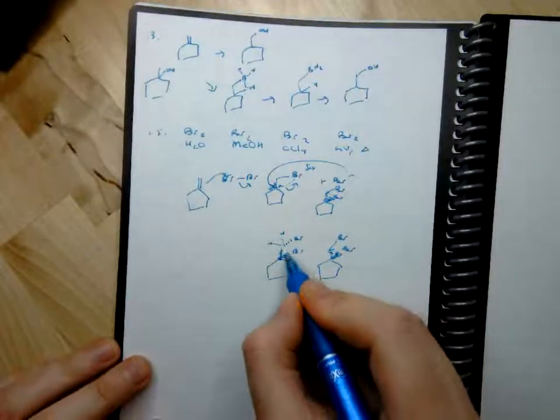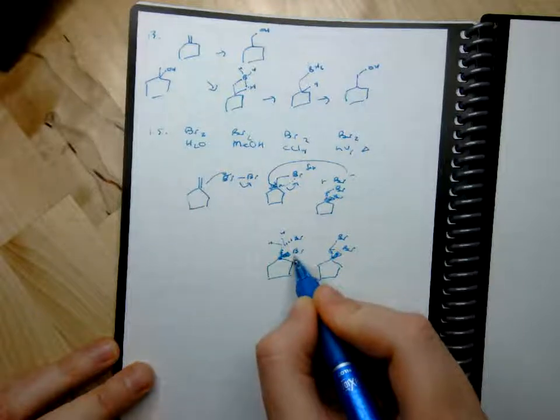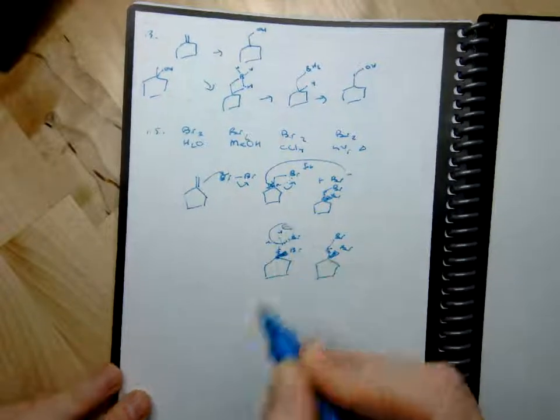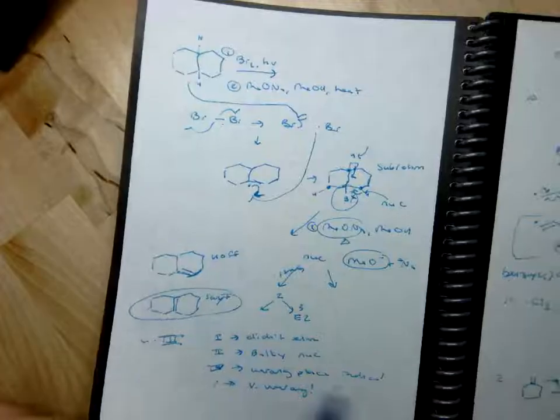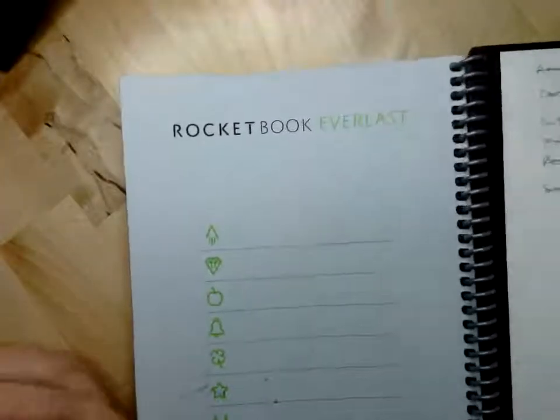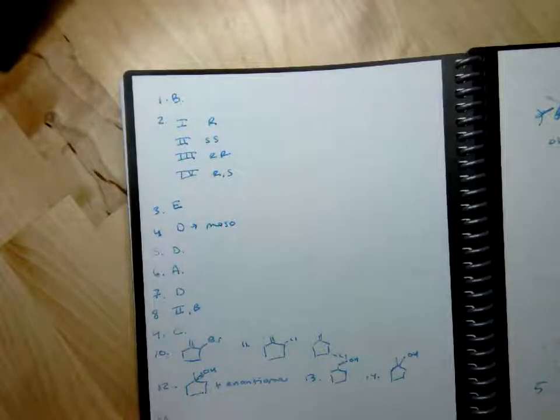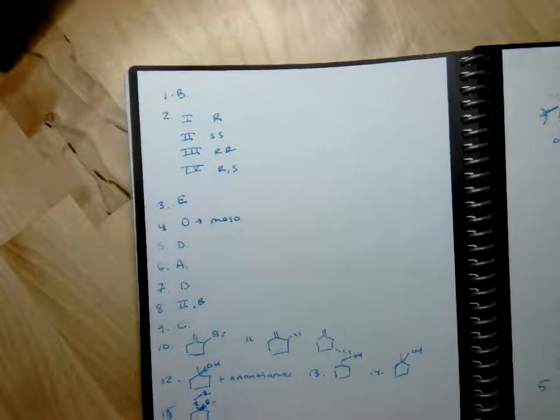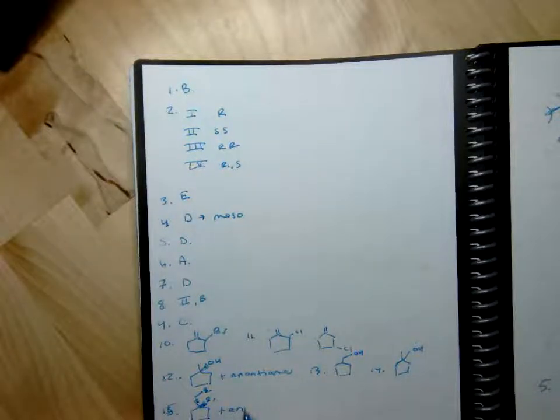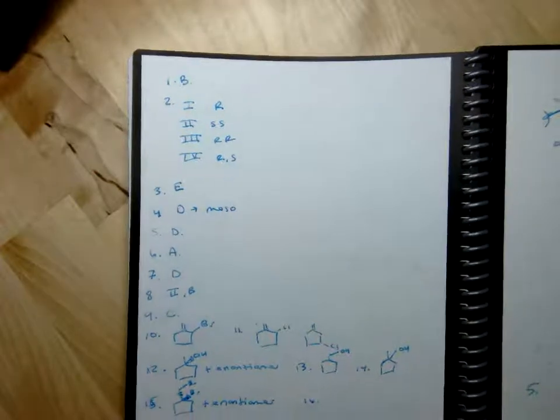But technically, it does add where the bromine initially is a wedge and that's a dash, but this can just rotate all around. It's not a chiral center, so you don't need to draw the 3D structure. So the answer for 15 is bromine added across the double bond plus the enantiomer, because it can attack from either side. Okay.